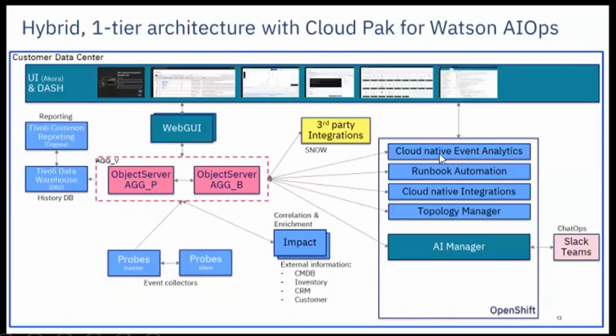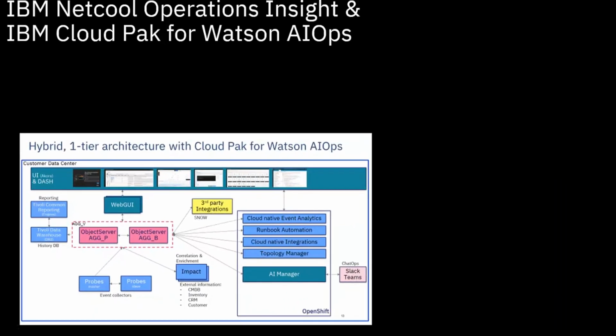This is the Cloud Native Event Analytics engine, as well as runbook automation, Cloud Native integrations, topology, as well as the AI manager itself, plus third-party integrations, for example a ticketing system like ServiceNow or a Slack integration here as the ChatOps capability for the AI manager. All that is a very typical scenario in a hybrid architecture.